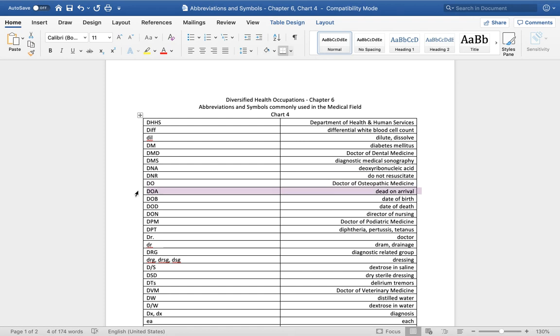DOA, this is dead on arrival. So on an ambulance, when I get called for a cardiac arrest, 9 times out of 10, it's going to be a DOA. 9 times out of 10, I'm not even going to be able to do CPR because it's not going to be indicated. This happens a lot if somebody passes in their sleep and they're not found until the next morning and they've been potentially hours without breathing and without a pulse. At that point in time, there's no way that we would medically be able to resuscitate them. All right.